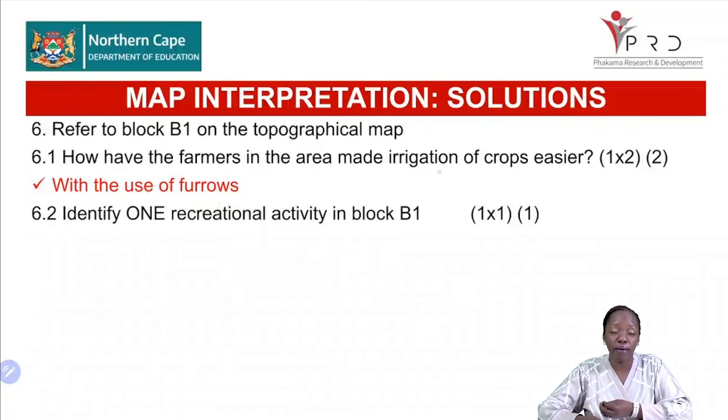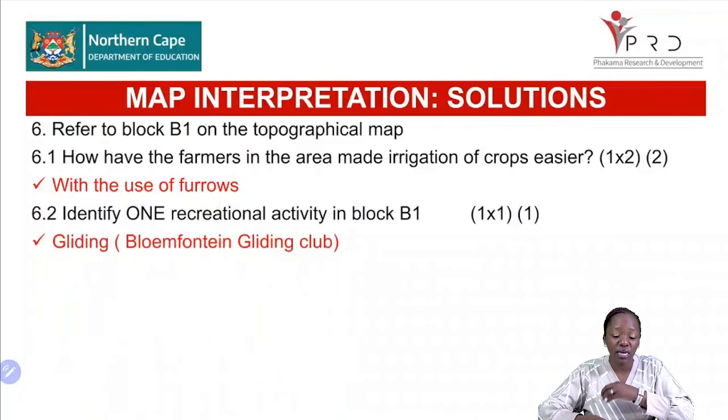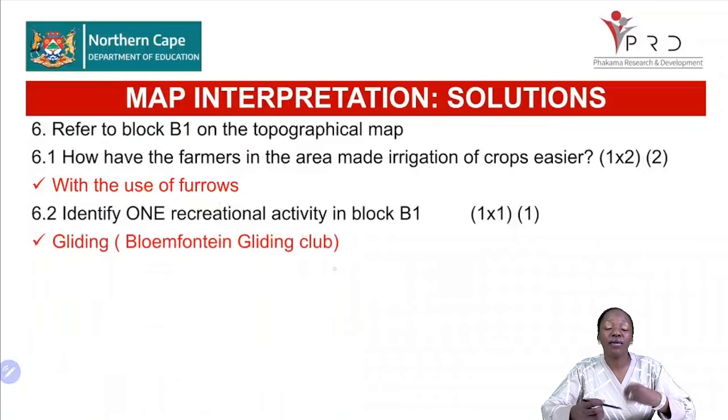If you are not sure what a symbol is for, you just refer to the references at the bottom of your map. Then secondly, you are supposed to identify one recreational activity in block B1. Remember, if you're looking there in block B1, you will see that there is a gliding club. So that gliding club becomes your recreational activity. Remember, for recreational activity, we're looking at sport activities.